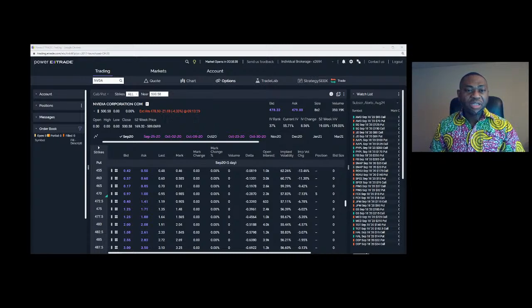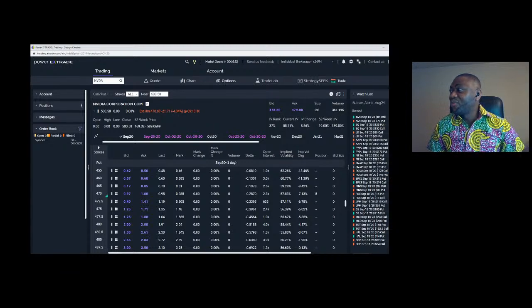So right now we are seeing the inside of Power E Trade, and you are seeing this is Nvidia Corporation, folks, is trading at $478.90 or $479.